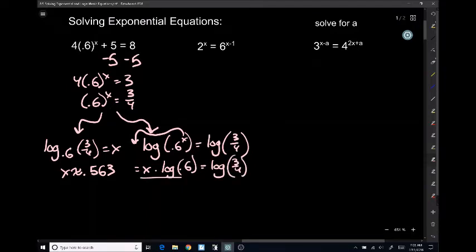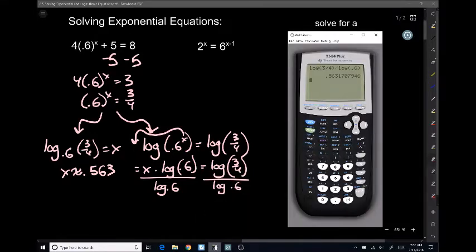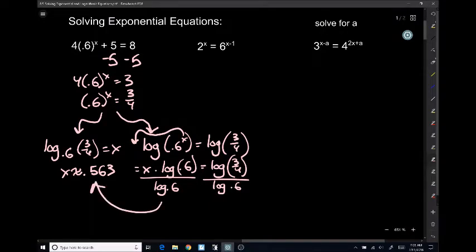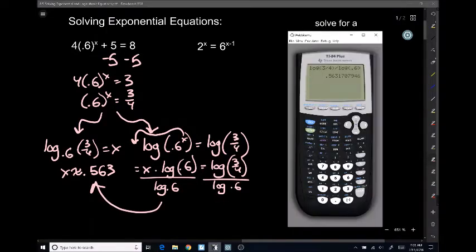Then divide both sides by the log of 0.6. And we calculate that, which we've actually already done. Log 3/4 divided by log of 0.6 is 0.563. I'm going to check that actually to make sure that it works, just to show how clean this comes out. 4 times 0.6 to the second negative, my previous answer, plus 5 equals 8. Bingo, comes out to 8.